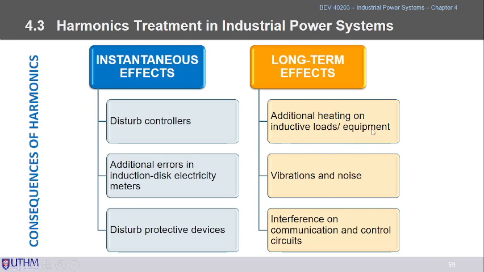Of course, with this additional heating in our equipment, for example in cables, it will shorten the lifespan of the cables. This is one example for the cable. We have plenty of equipment that might be affected by the harmonics, for example the winding in the transformer. So it will also give impacts to that.